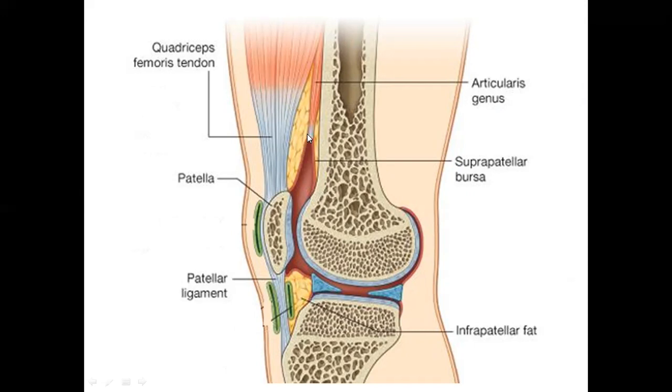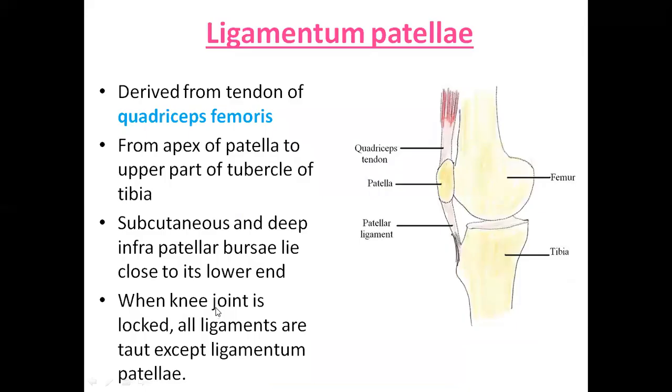You are finding this membrane which is lining inside this brown cavity is nothing but the synovial membrane. Now, ligamentum patellae derived from the tendon of quadriceps femoris. From the apex of the patella, this ligament is extending up to the upper part of the tubercle of the tibia, nothing but tibial tuberosity.